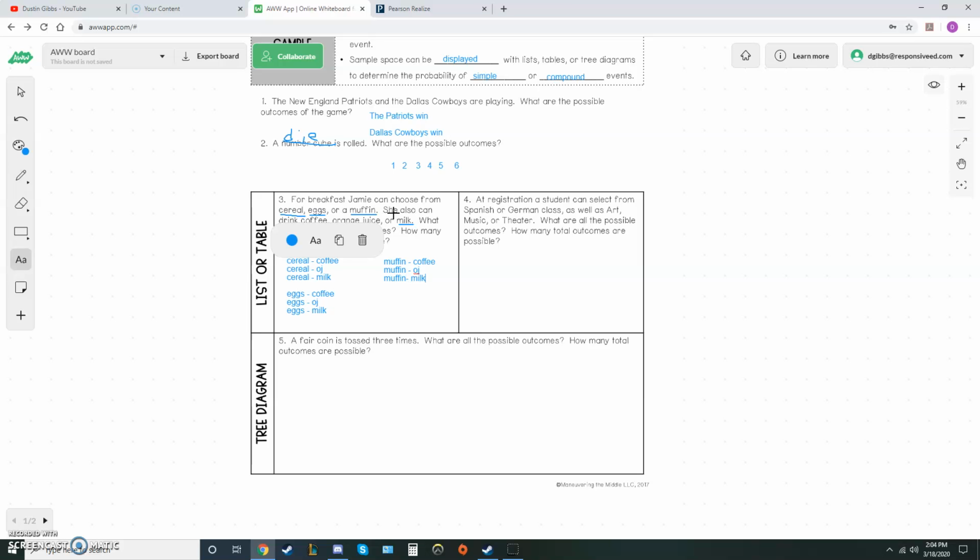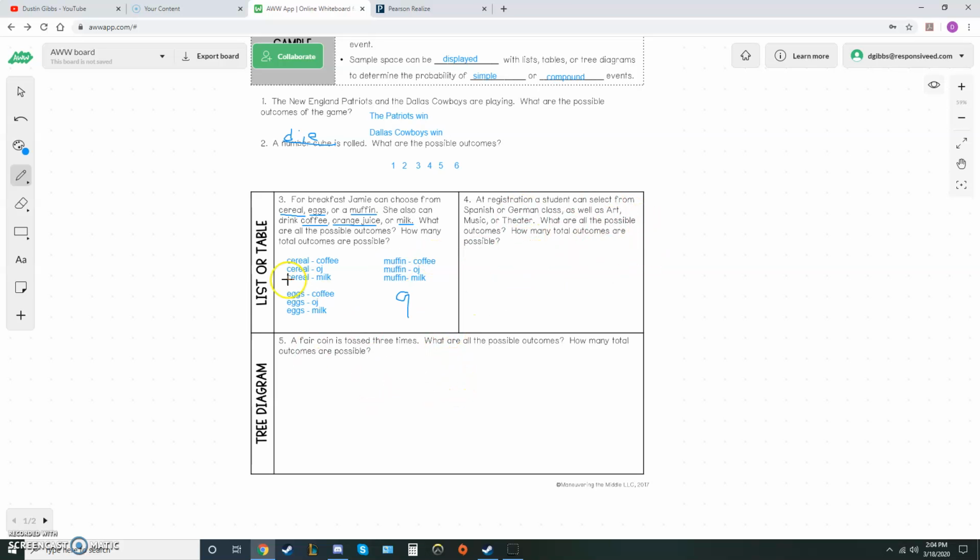Okay. So here, the sample space is the stuff that's given to us, right? The possible choices, the possible things that could happen. And then this right here are the actual possible outcomes. So when it says what are the possible outcomes, well, these are the possible outcomes. How many total possible outcomes? Well, count it. 1, 2, 3, 4, 5, 6, 7, 8, 9. Sorry. 9 possible outcomes. That easy.